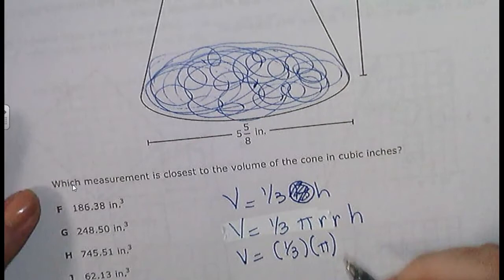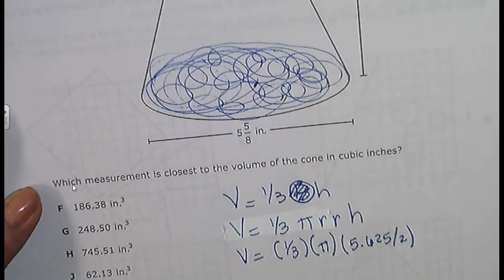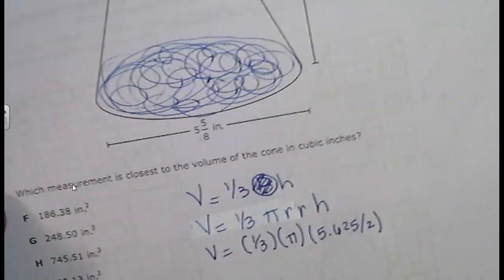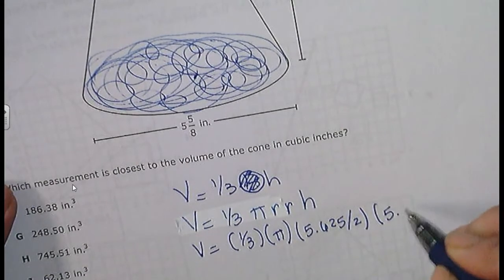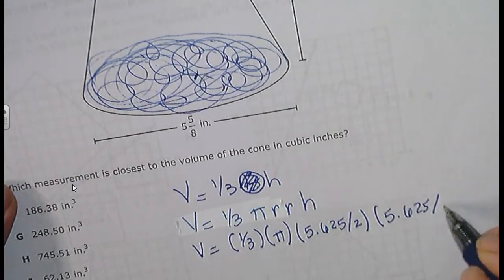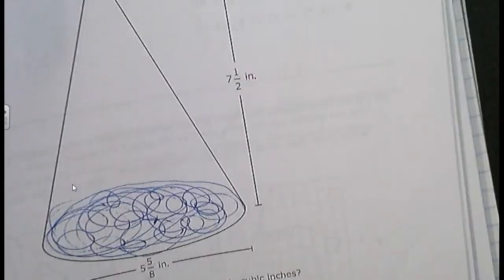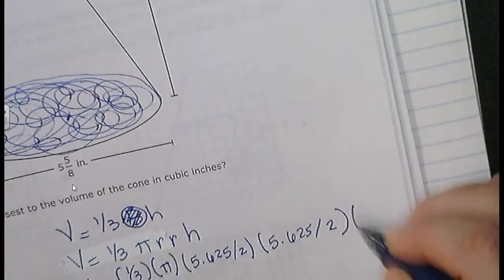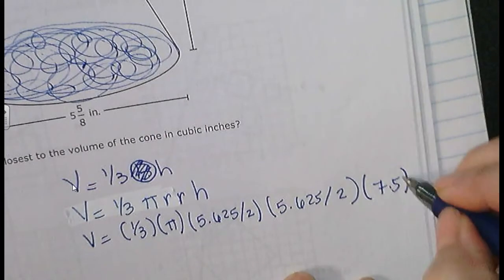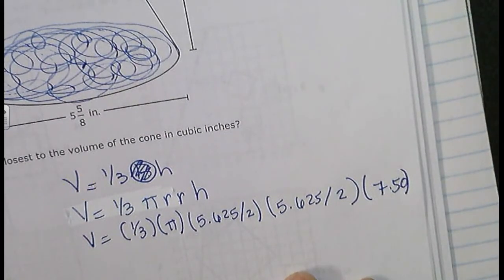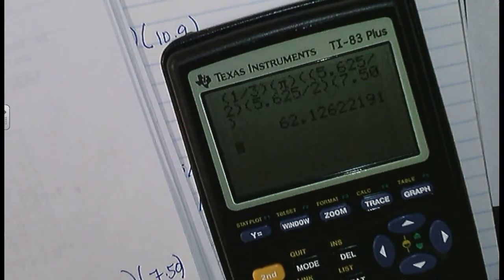So I'm going to put 5.625 divided by 2. And I know that's a lot, but that's okay. The calculator's good. And I think I need 2 of them, so I'm going to write it again. 5.625 divided by 2. Close that door. And then I'm going to put the height in. And the height was 7.5. And again, I'm in decimals. So how about 7.5, 7.50? Those all work for me. So that's where we're at. Let's type it in. I typed it in, I got 62.12, and I should pick choice J.